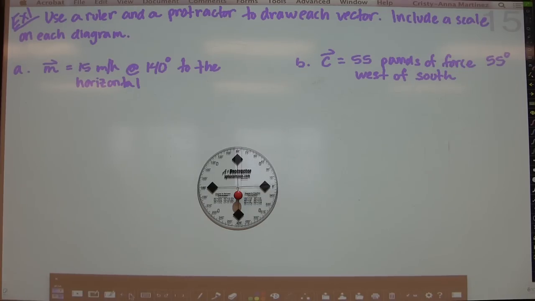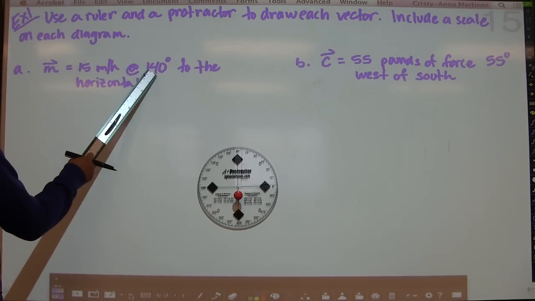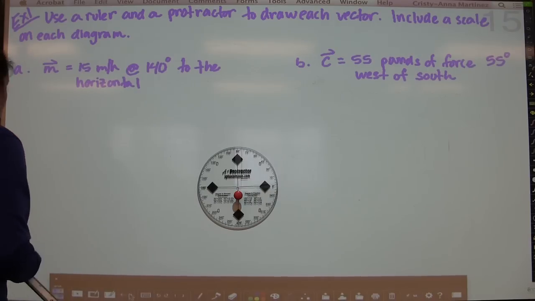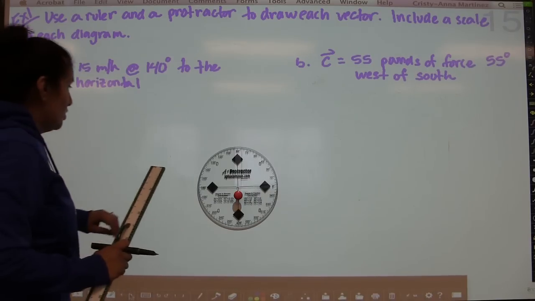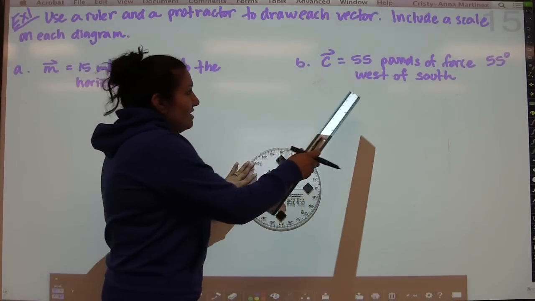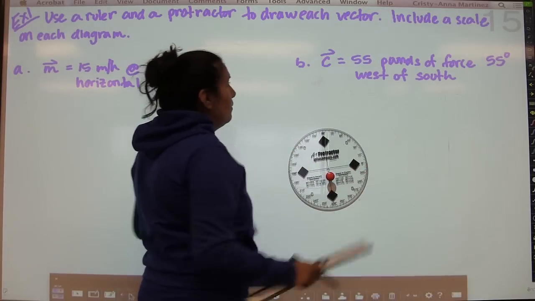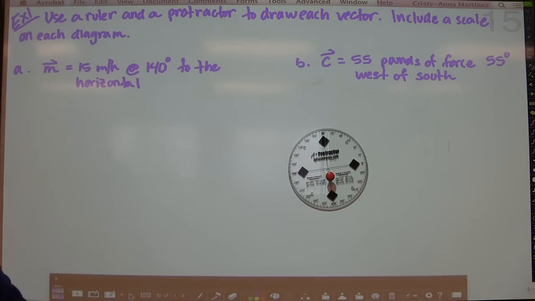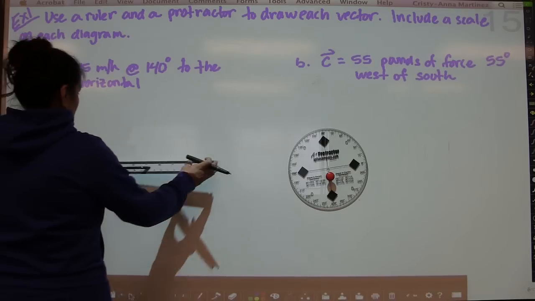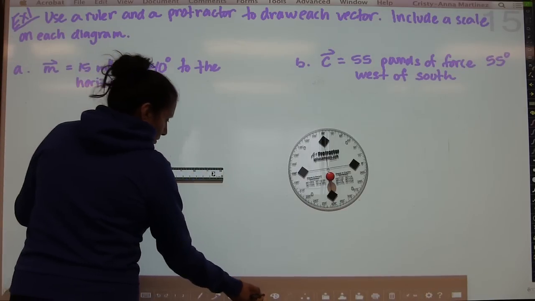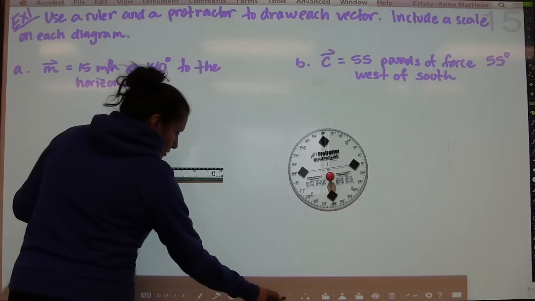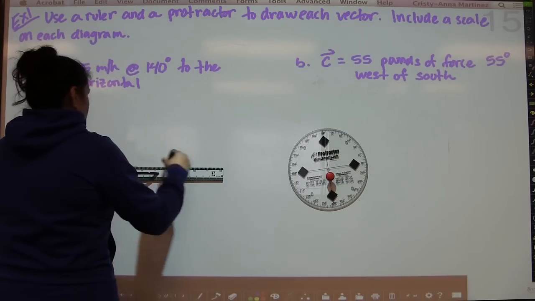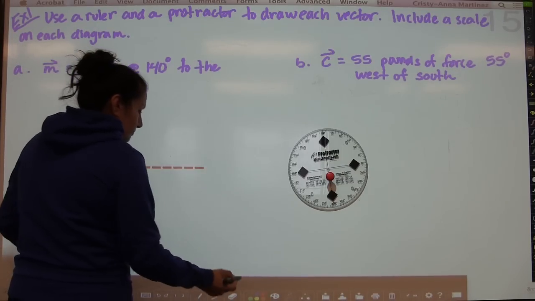So they want me to draw a vector M that is 15 miles per hour at 140 degrees to the horizontal. In this case, we're not going to be using the north-south line. In part B, you can see this as west of south, so in part B we're going to be using the north-south line. But for part A, we're just going to be using the horizontal. So I'm going to go ahead and draw my horizontal. There it goes.